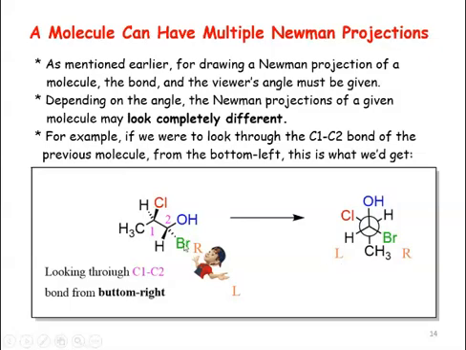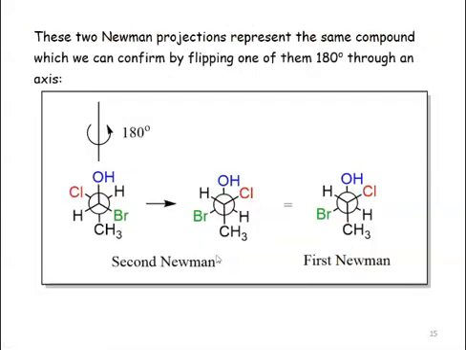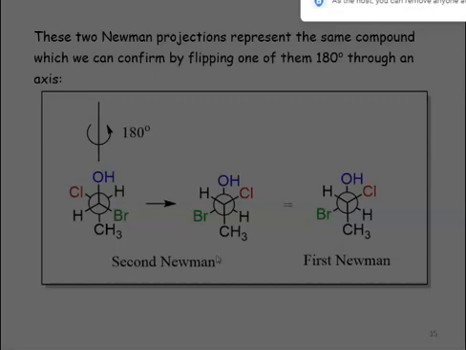Next remains the CH3 group. CH3 group is present towards the bottom. Here we can see the presence of the CH3 group. This way, we can say if the angle of observation is changed, the molecule may look different in Newman projection. These two Newman projections represent the same compound, which we can confirm by flipping one of them by 180 degree through an axis. So how can we know that both the structures are the same? It can be confirmed only if we rotate the structure by 180 degree.